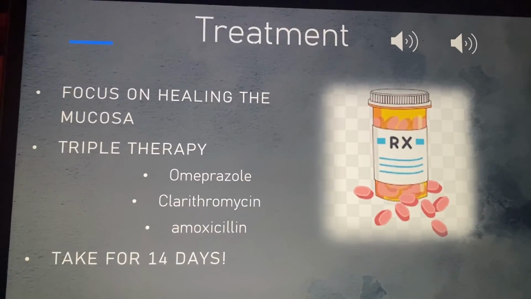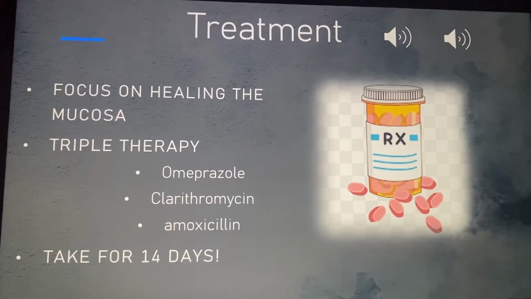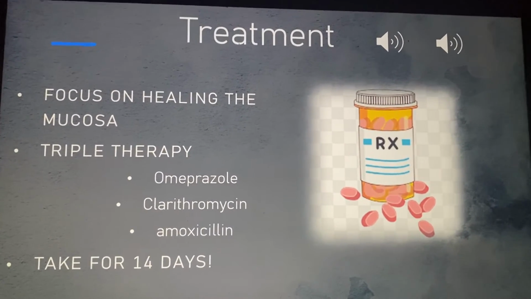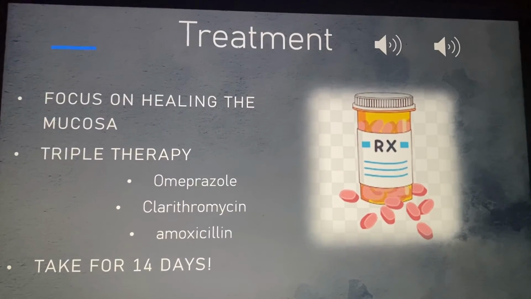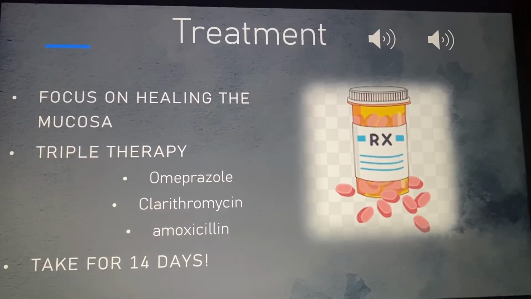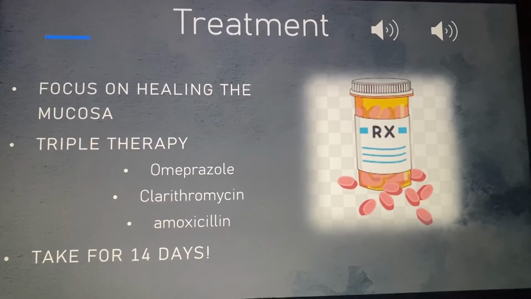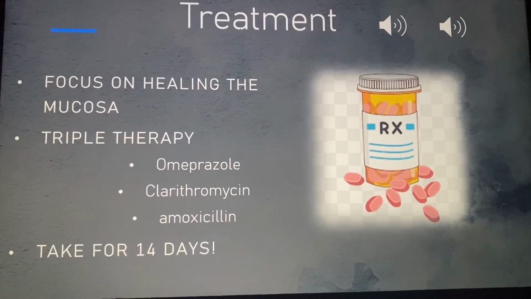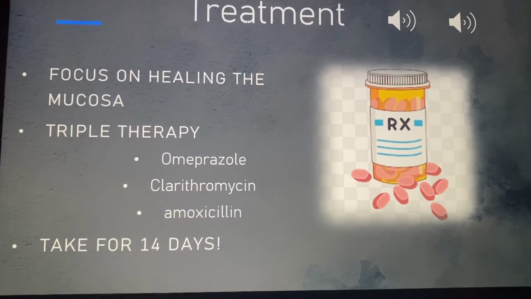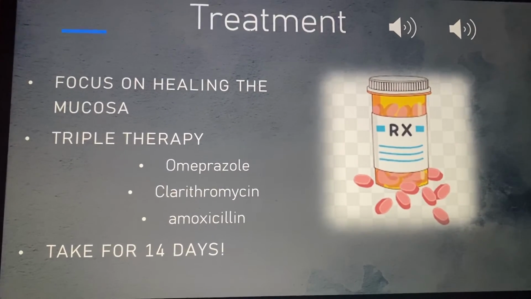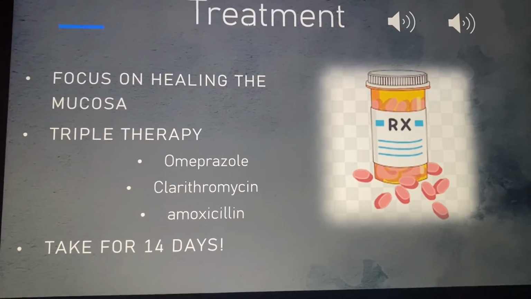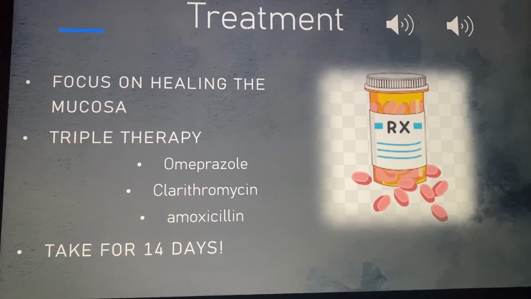So when it comes to treating the infection, we always try to focus on healing the mucosa that usually is the one that gets damaged by the infection. The treatment we use is called triple therapy, which is a combination of 3 medications. Omeprazole decreases the acidity, and then we use a combination of 2 antibiotics such as clarithromycin and amoxicillin, and all 3 medications usually have to be taken for 14 days.